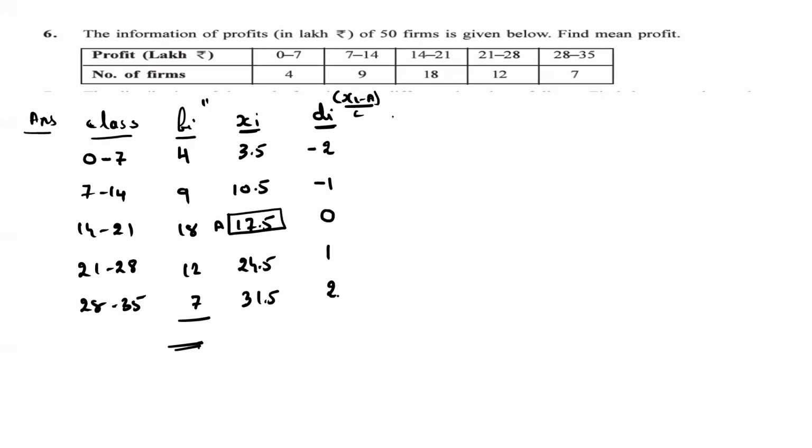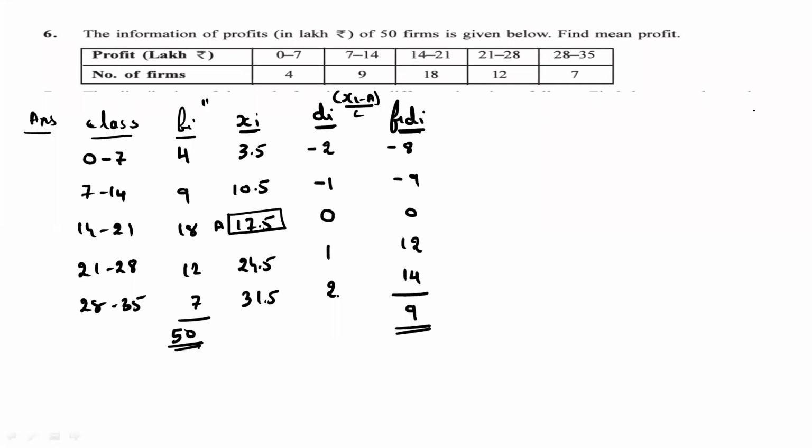Regular. Very fine. Now we are coming to the next column, fidi. Roll number 68, how do we find fi and di? fi multiplied by di: 4 times minus 2 is minus 8, 9 times minus 1 is minus 9, 0, 12, 14. The final answer is 9. And what is the total of fi? 50.